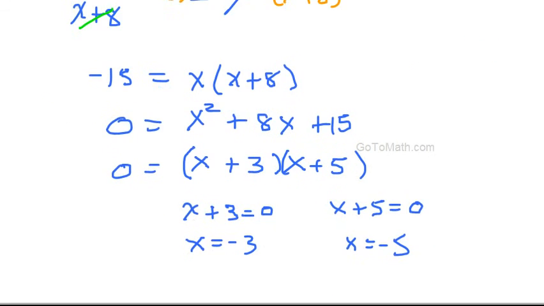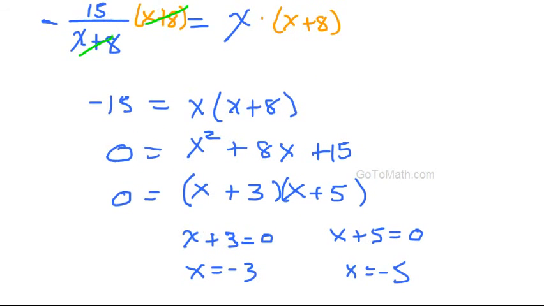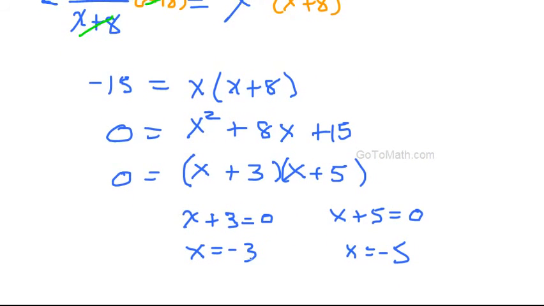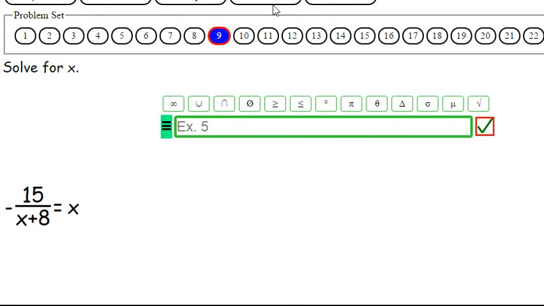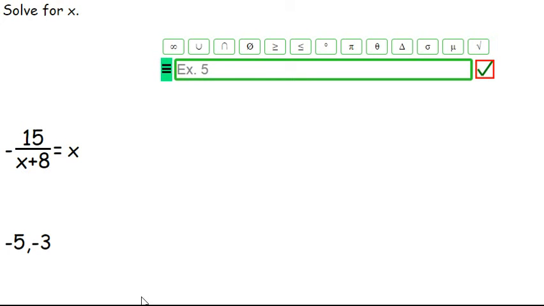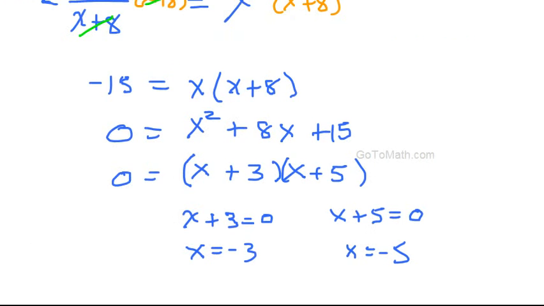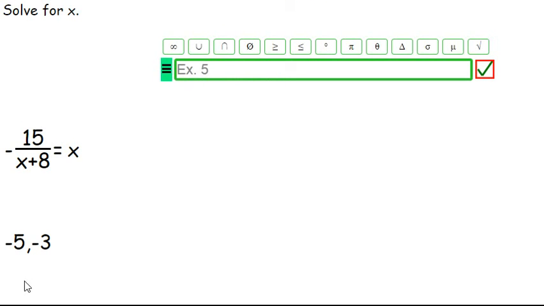Now you can always go in and check your work by plugging these in. Let's see, negative 3 and 8 is 5. 5 goes into, it's 3 times negative 3. Negative 3. Negative 3 is equal to negative 3. Okay. I guess we're not trying to be tricky like the last problem. Negative 5, negative 3. That's what it shows. Yep.